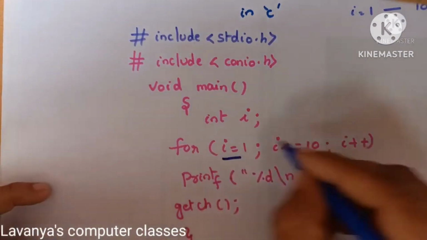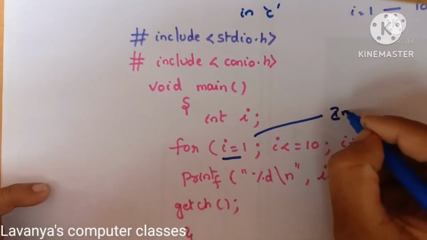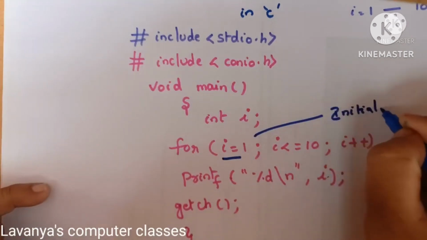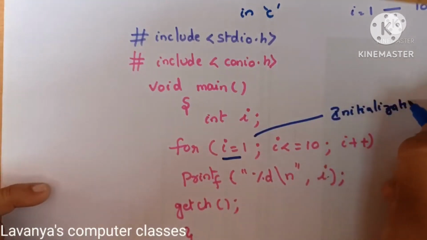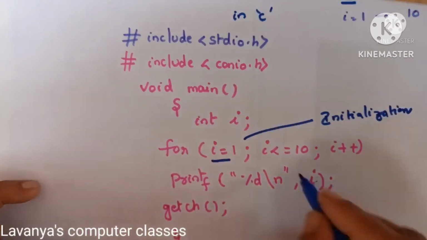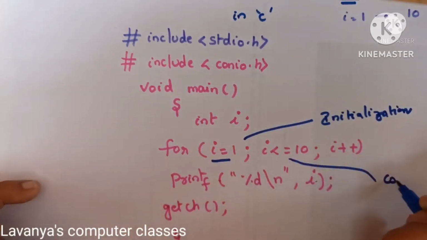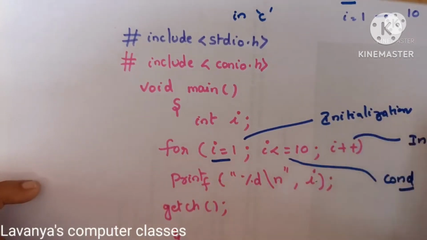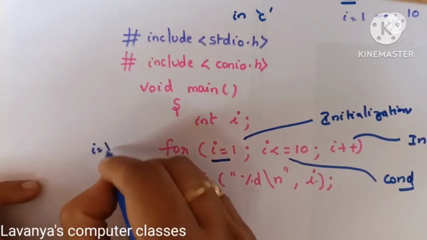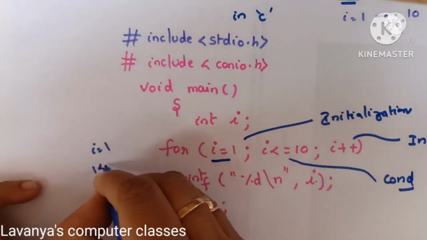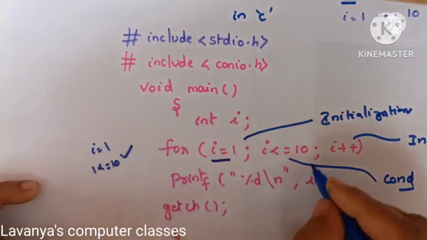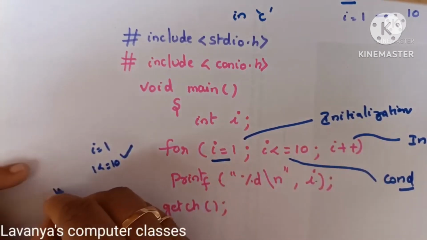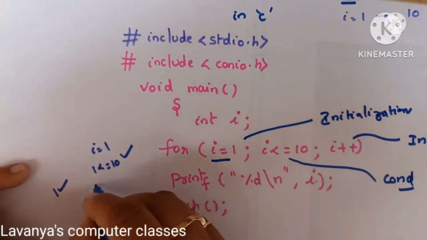First, the I value is 1, that is known as initialization, because the for loop contains 3 parts: initialization, condition, increment. So i = 1 comes under initialization. i <= 10 is known as the condition. i++ is the increment. So 3 parts. First the I value is 1. Check the condition: 1 less than or equal to 10? Yes, true. Then it comes into the loop, 1 is printed. Then i++.